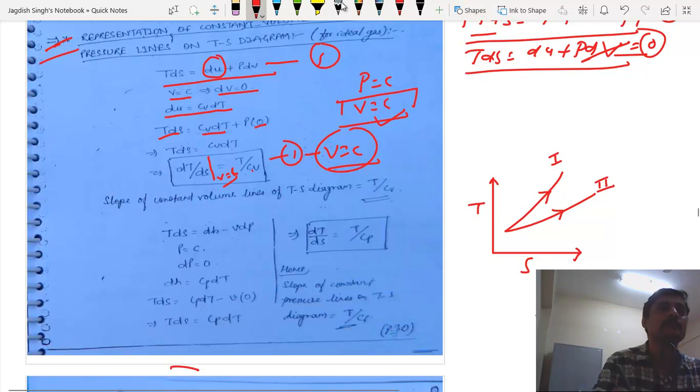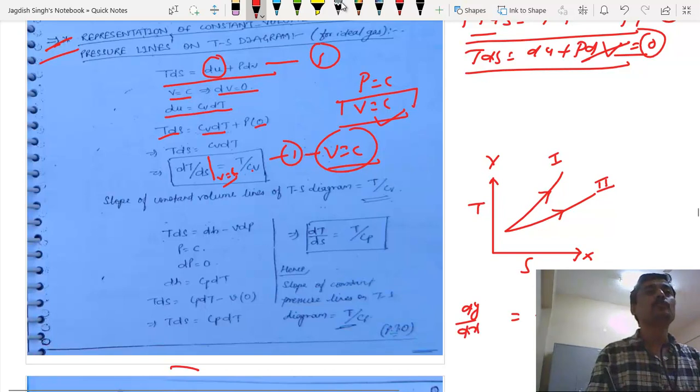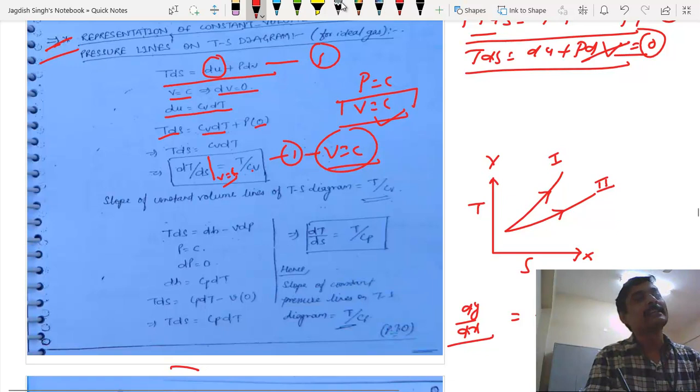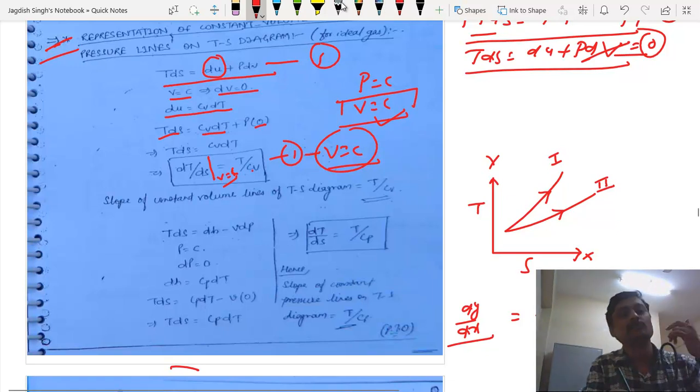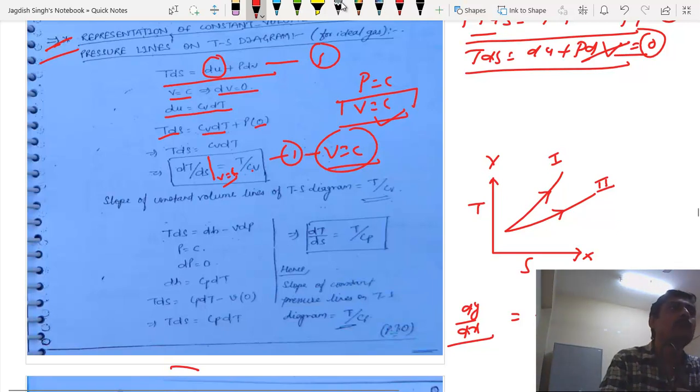Slope of curve. Let us suppose this is the x axis and this is the y axis. dt by ds is just like dy by dx. This is the slope of the curve. So one process is isochoric and another is isobaric. We have to find which one is isobaric and which one is isochoric.